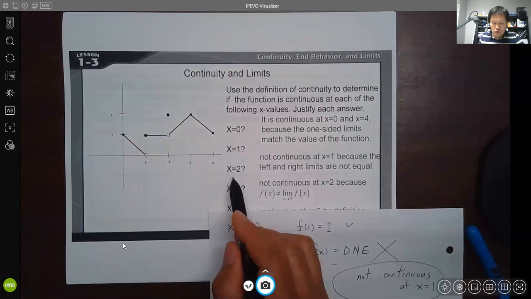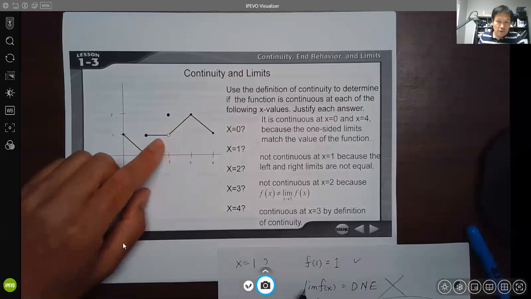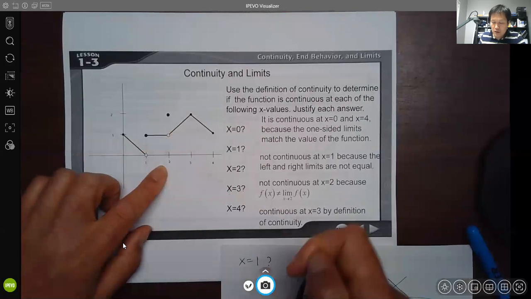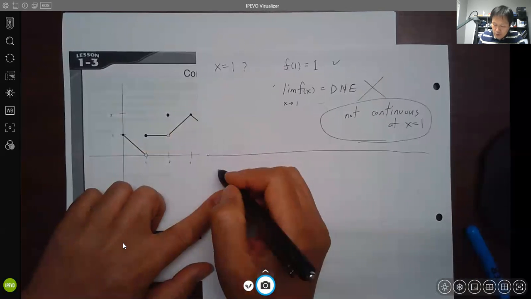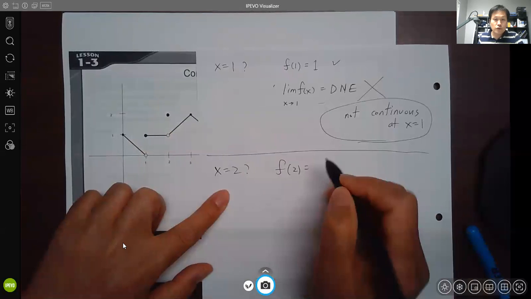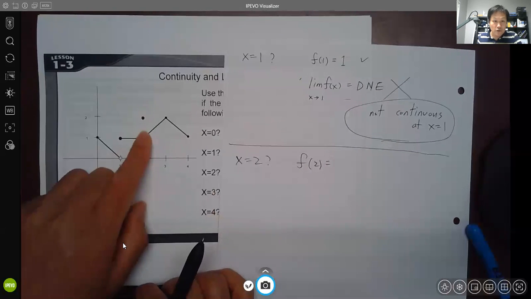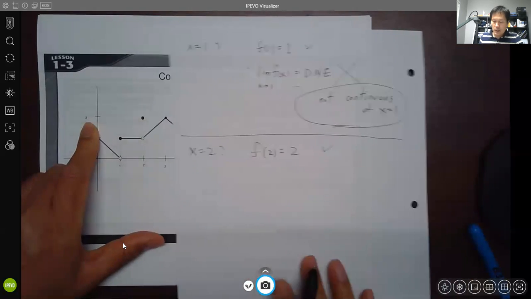X equal to 2. It's fairly easy for you to say this is discontinuous by looking at the graph, but using the continuity test, x equal to 2. Does f of 2 exist? At x equal to 2, the function value is defined. Yes, it does exist. Check mark.